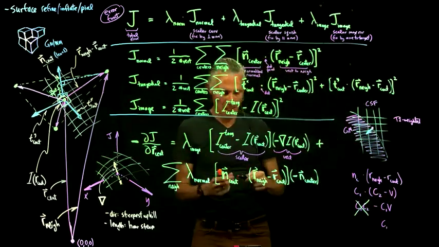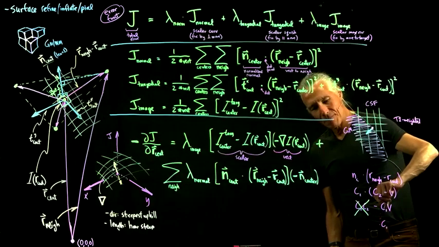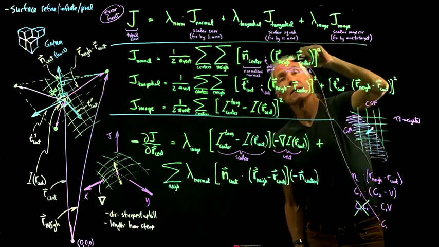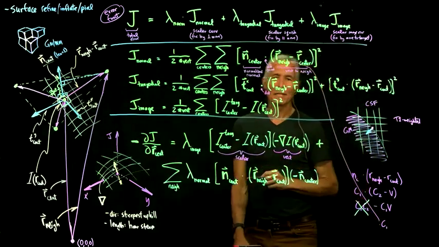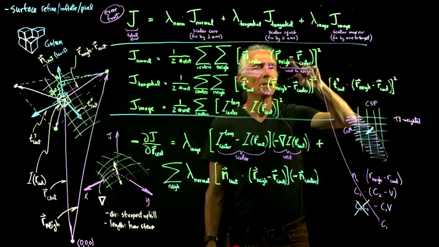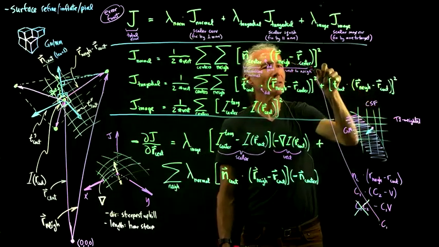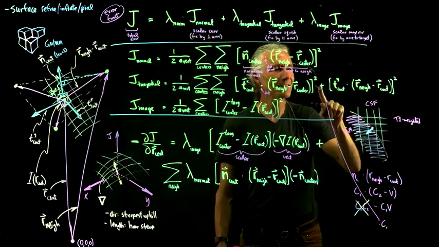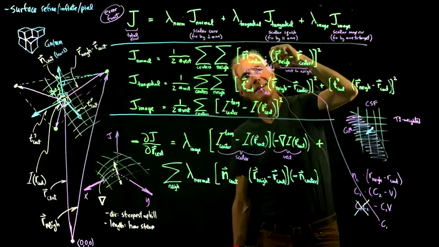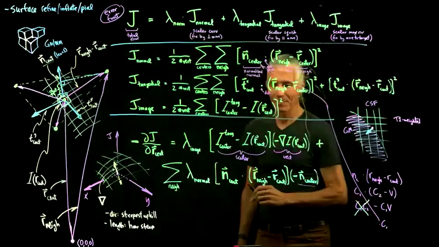So constant 1 is this guy up here. Sorry, no. Not that guy. It's the normal. Okay, yes, it's actually that guy. Okay, so that's why this guy appears here.